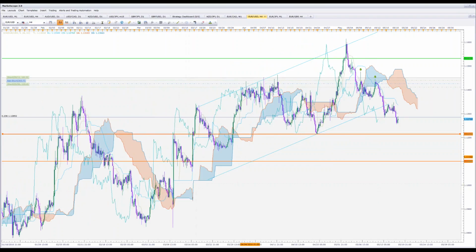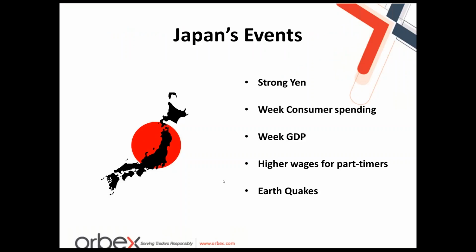But it was moving in an upward channel before, but it kind of reversed from its peak right over here. Right, so that was our scenario and strategy for euro dollar. Next, I would definitely like to cover one last euro cross, euro yen. And with that, we have to take a look at what is going on with euro. We don't have much time, so I'm going to just quickly cover what is going on with yen.